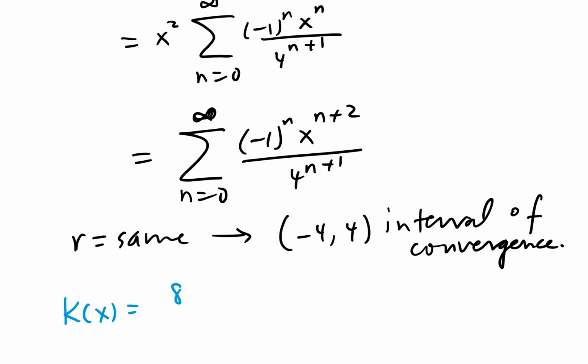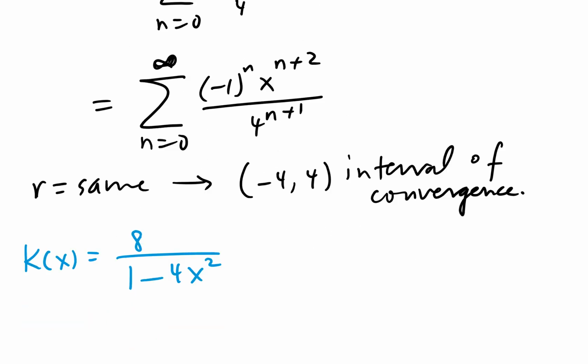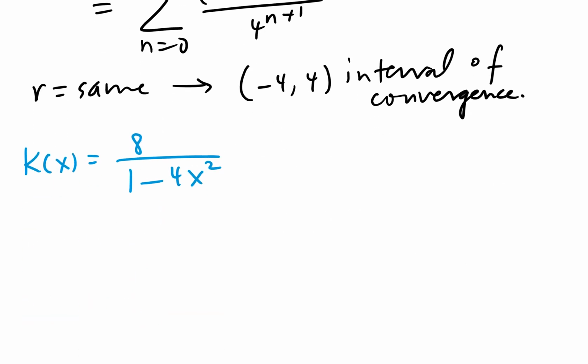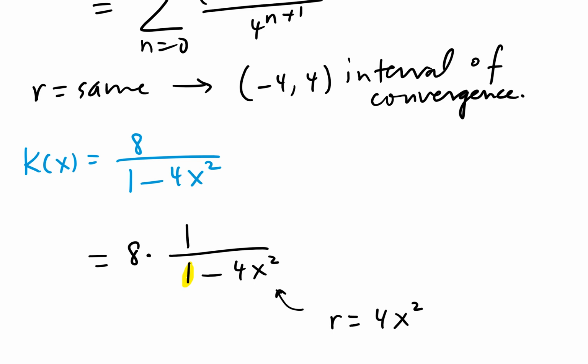How about another example? 8 over 1 minus 4x squared. Write the power series representation of this function and find the interval of convergence. So first I would write 8 times 1 over 1 minus 4x squared. I see I have a 1 here, so that's what matters the most. This means from here I can tell what r is. R is 4x squared.